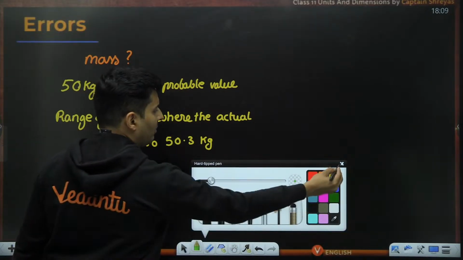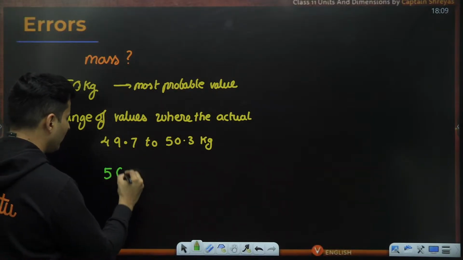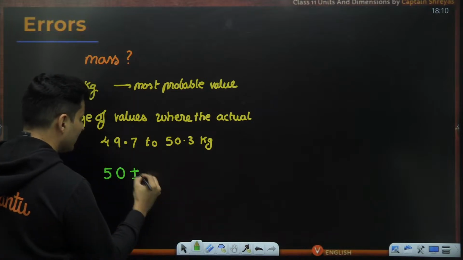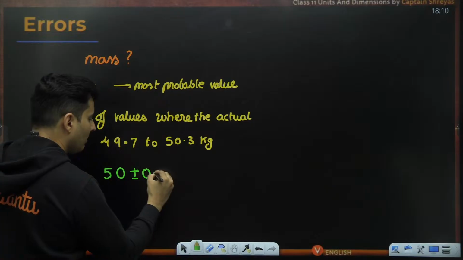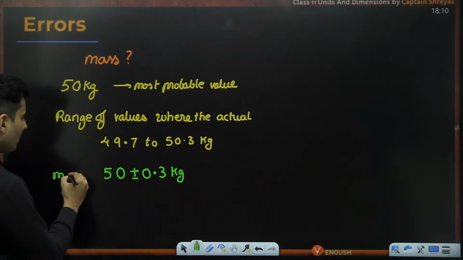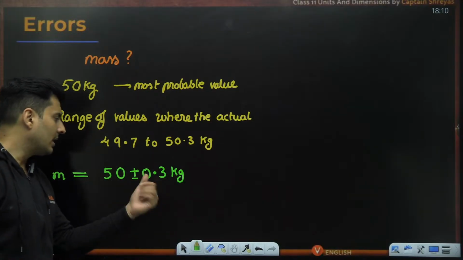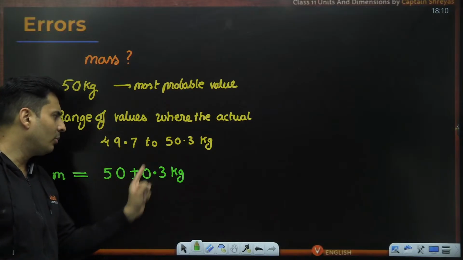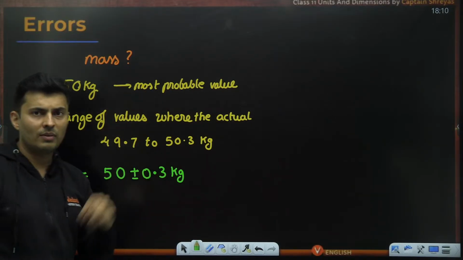So the correct mathematical or physical way to represent that is you say 50 kg, or basically 50 plus minus 0.3 kg. If you say my mass is 50 plus minus 0.3 kg, it is understood that if you subtract 0.3 from 50, it will be 49.7. If you add 0.3, it will be 50.3. So somewhere in this range, your actual value will be.